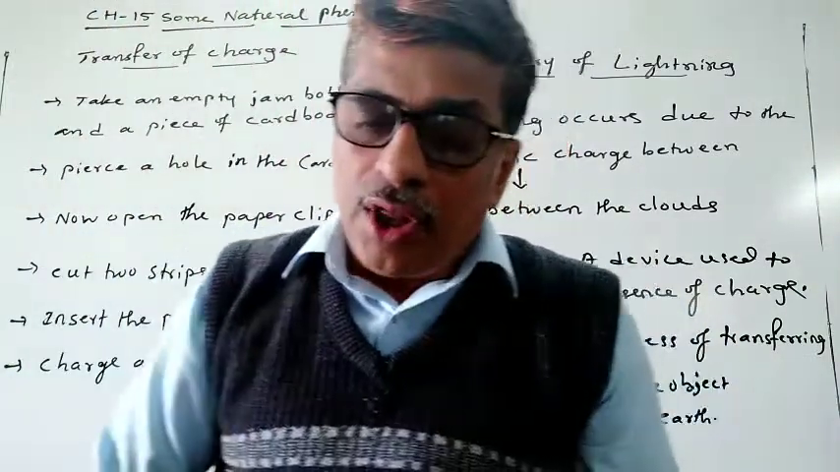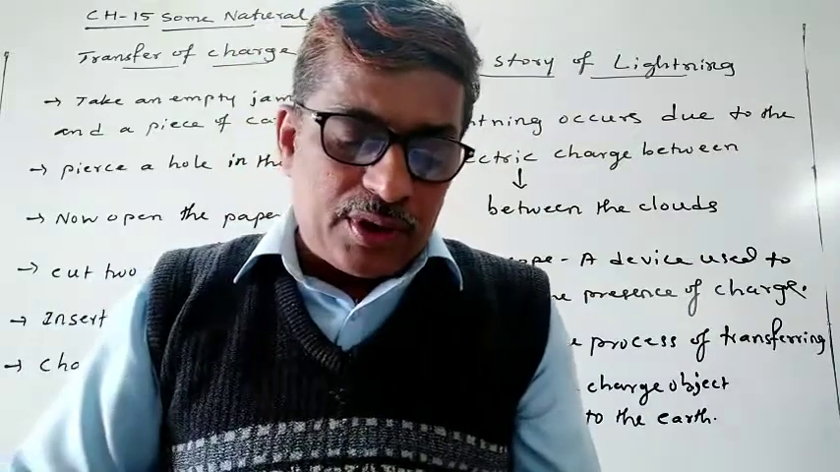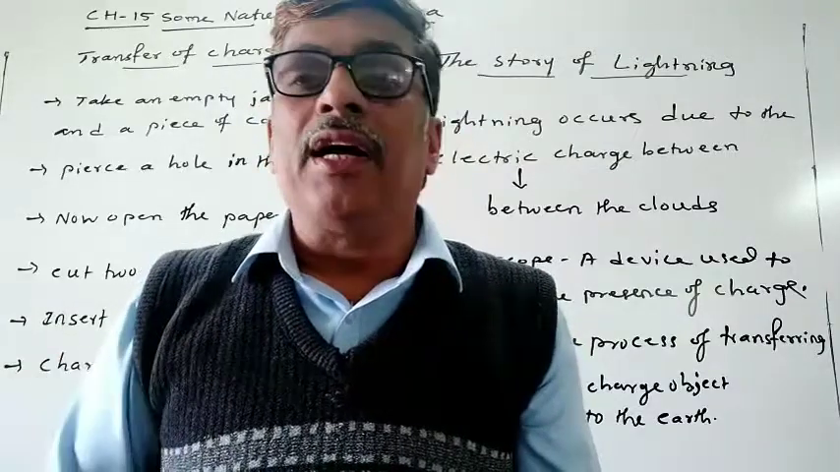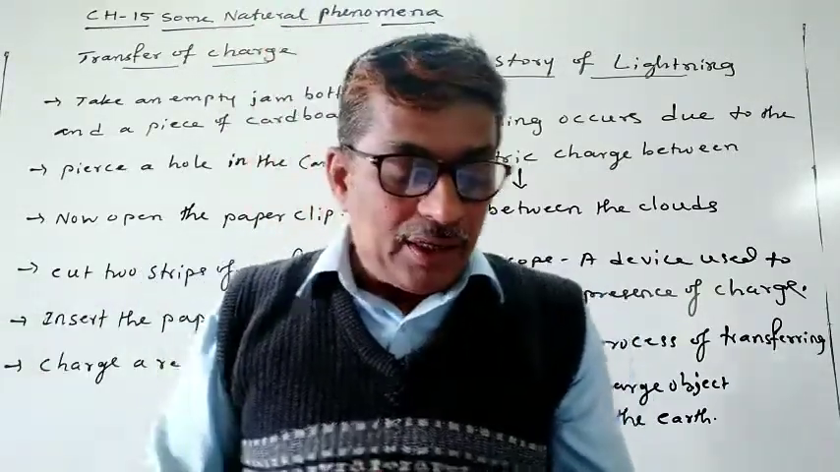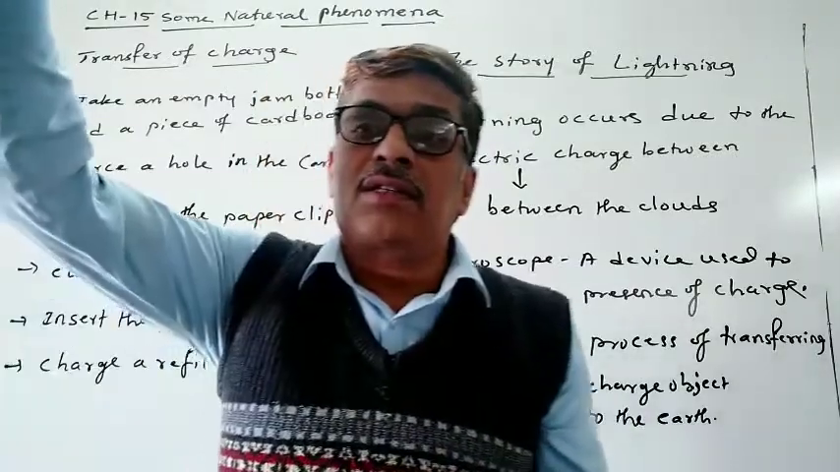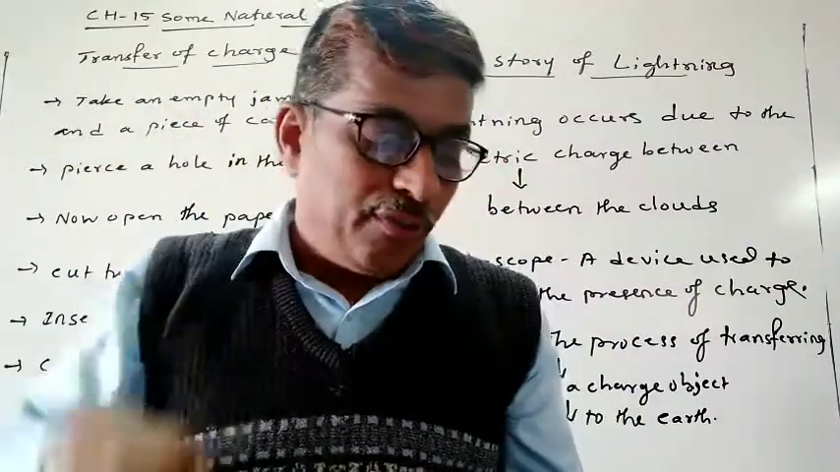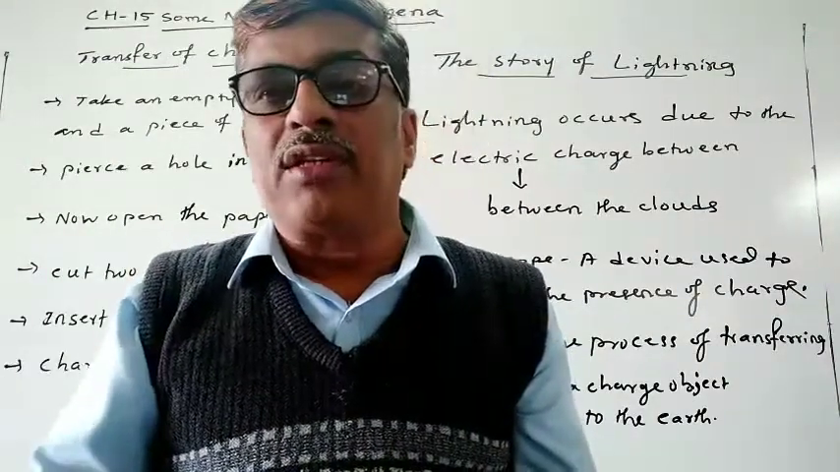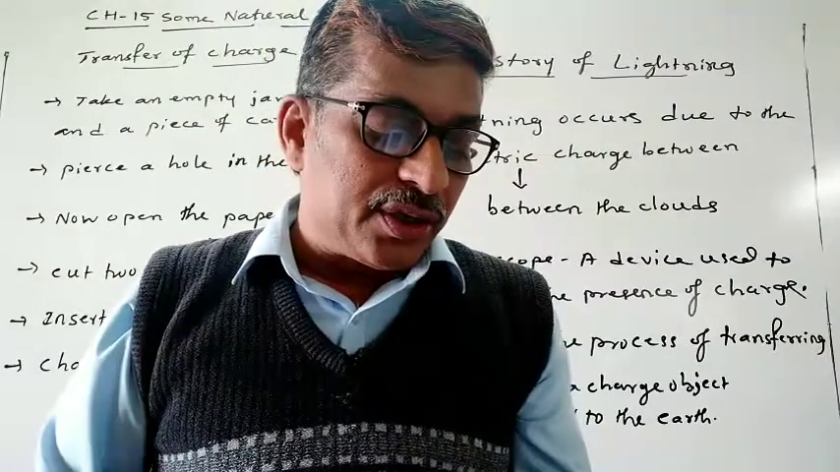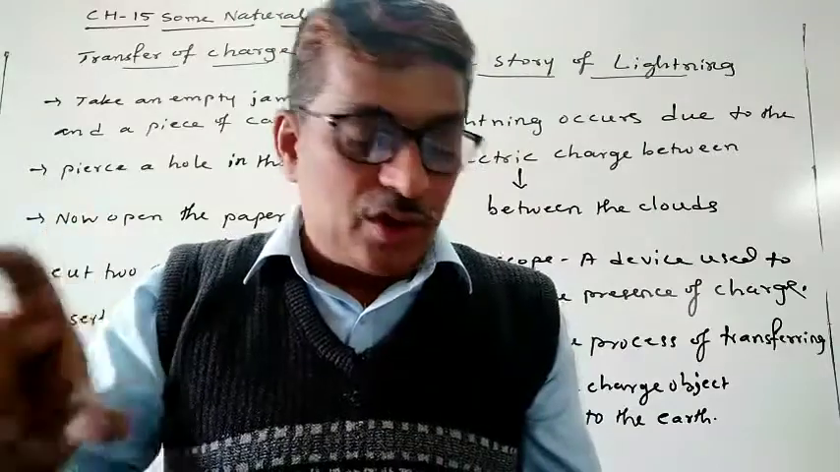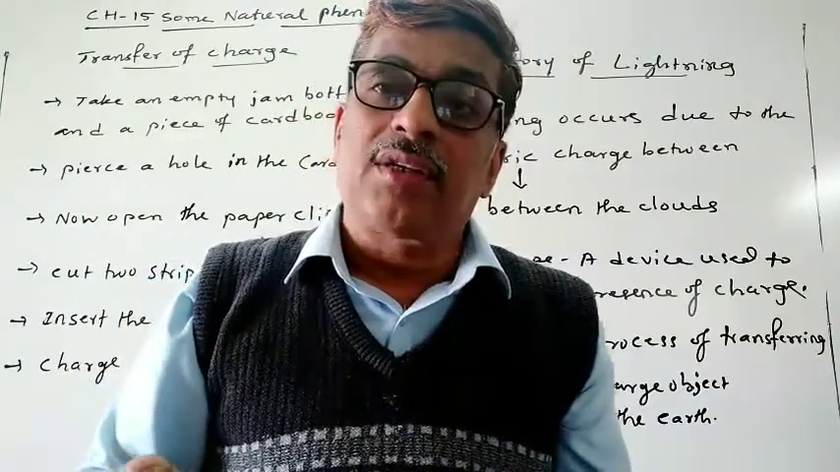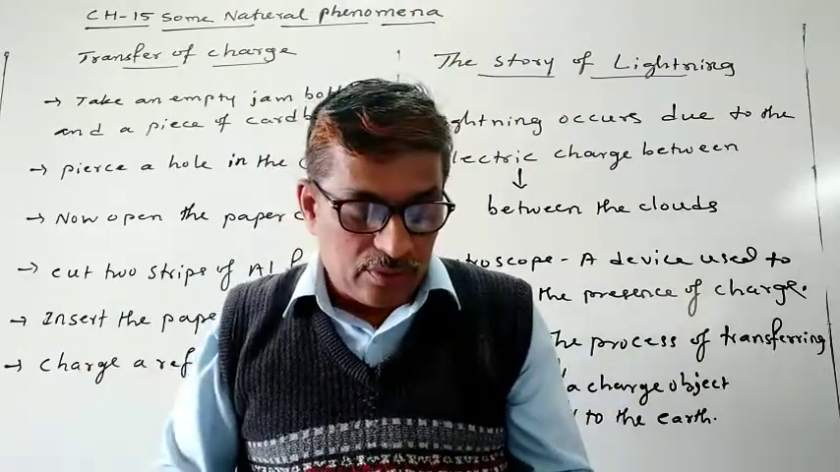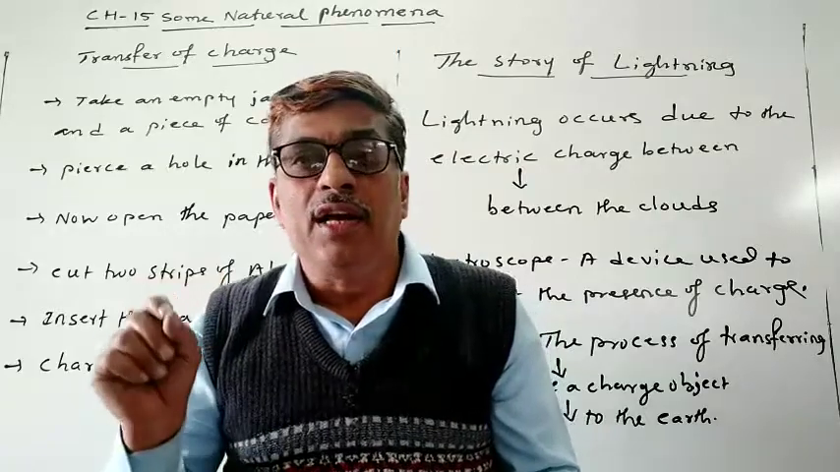Now the aluminum foil strips receive the same charge from the charged refill through the paper clip. Remember, you also know that metals are good conductors. That is why these charges flow through the aluminum foil. The strips carrying the same charges repel each other. So you know that whenever charges are similar, they repel each other. Such a device is used to test whether an object is carrying charges or not. This device is called an electroscope.